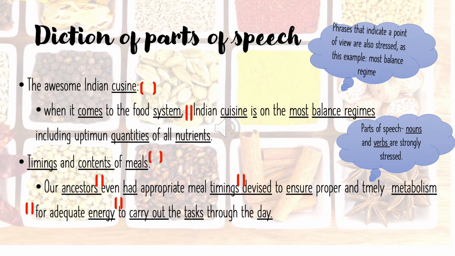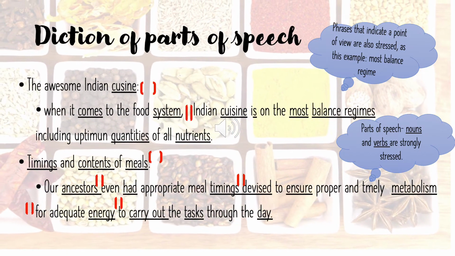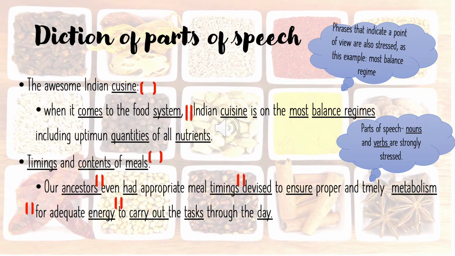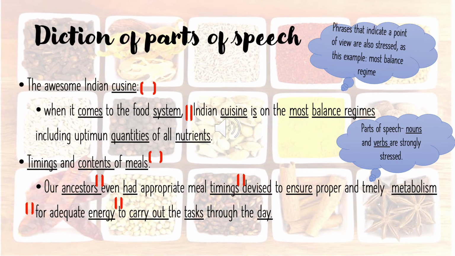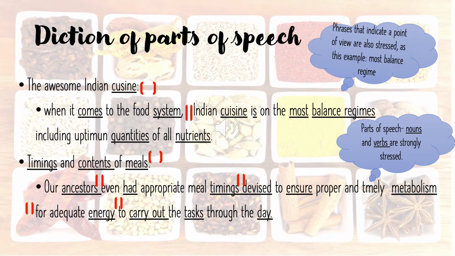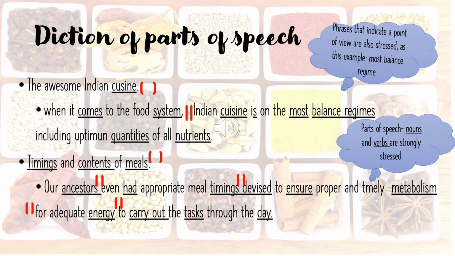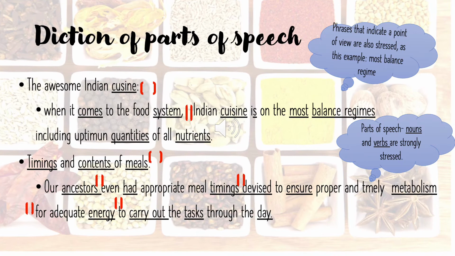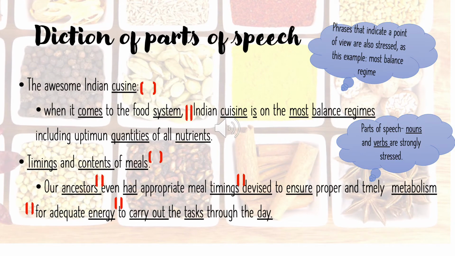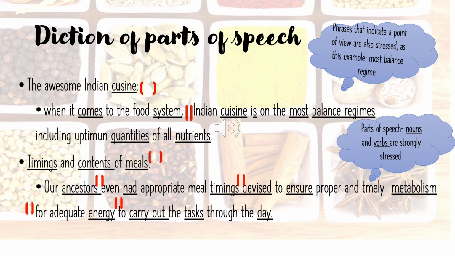The awesome Indian cuisine. When it comes to the food system, Indian cuisine is one of the most balanced regimes. Okay, here I'm going to stress, not in a natural way, these nouns and actions for you to understand and listen to the stress I'm giving, alright? In time when you have more practice and you become more fluent, then you can stress these words in a very natural way. Okay, I'm going to continue.